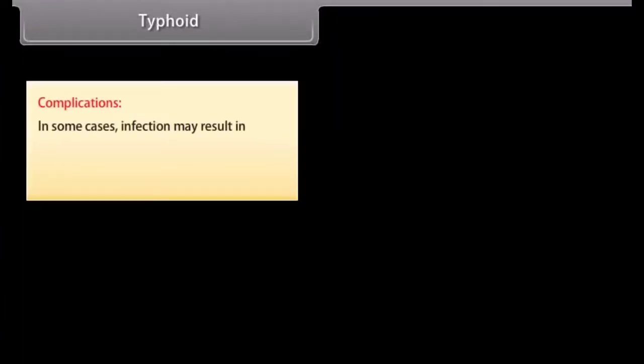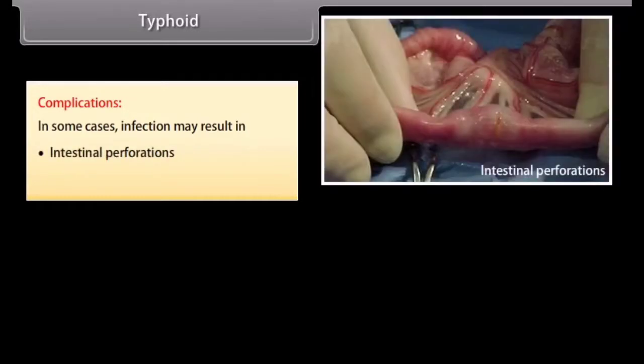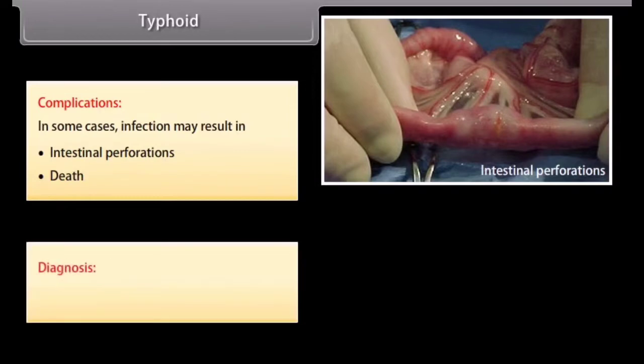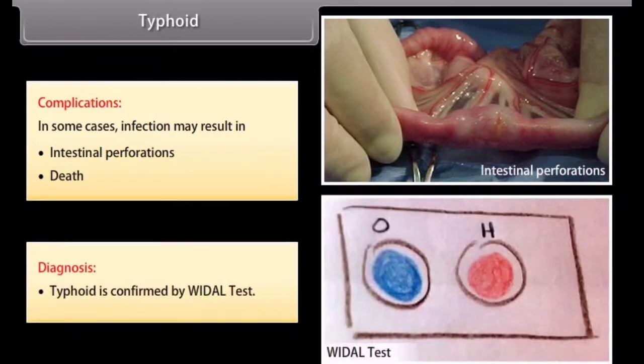Complications. In some cases, infection may result in intestinal perforations and death. Diagnosis. Typhoid is confirmed by the Widal test.